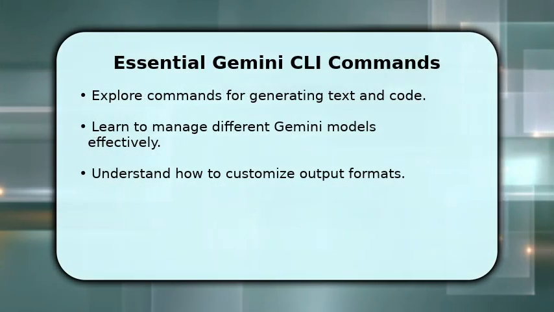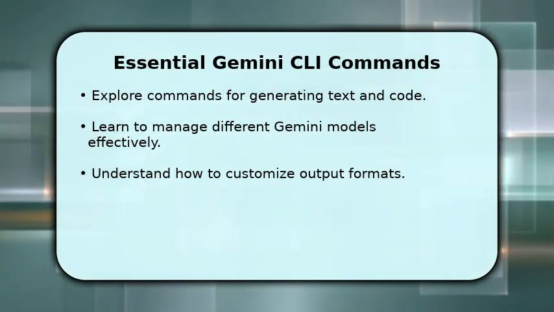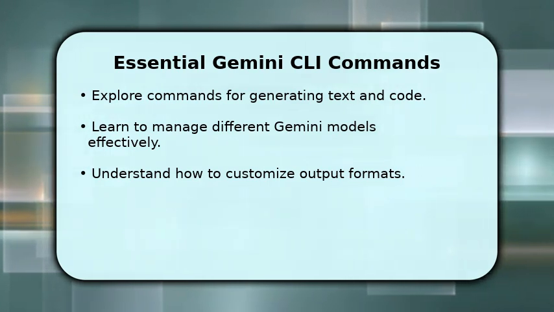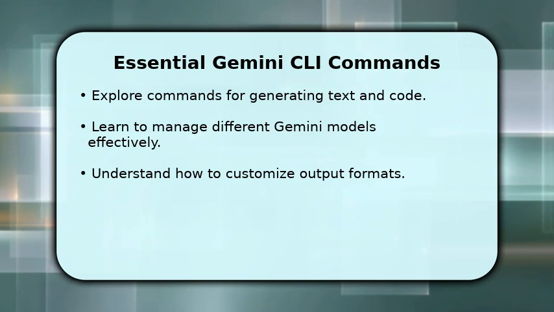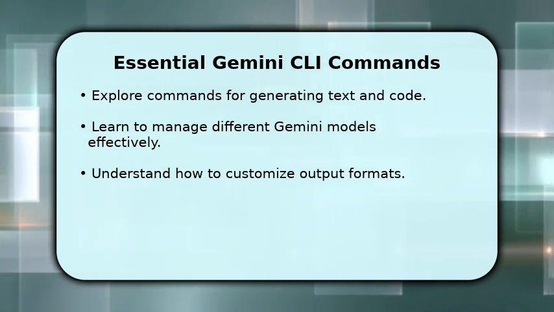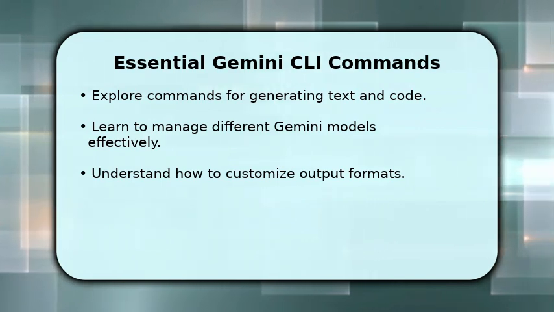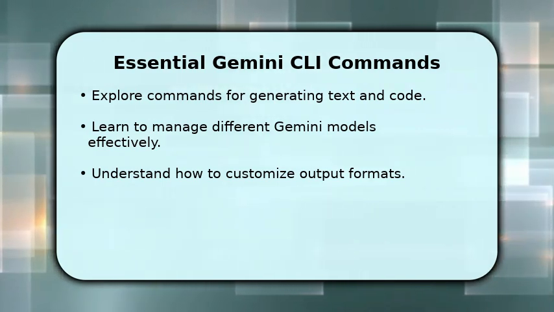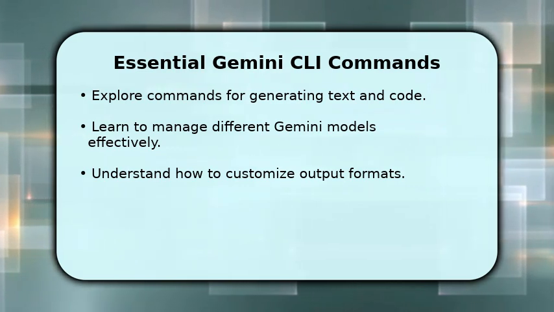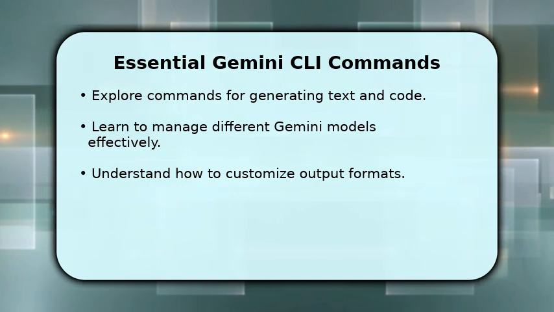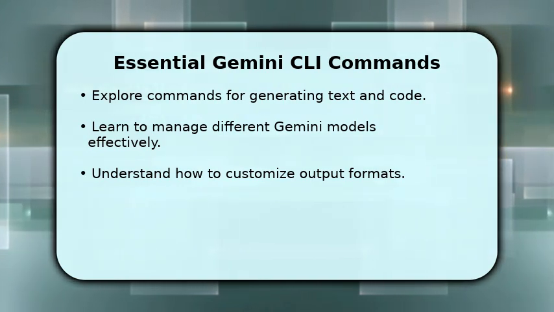Now, let's dive into the core commands you'll use most often. We'll look at how to generate text, which is a primary function of the Gemini CLI, and also how to generate code snippets. You'll learn to specify different models for your requests, allowing for varied outputs. Plus, I'll show you how to format your results, making them easier to read and integrate into your workflows. These commands are your gateway to powerful AI interactions.